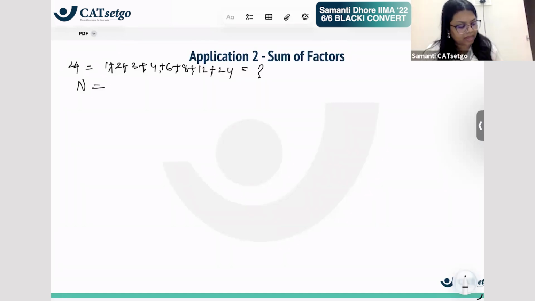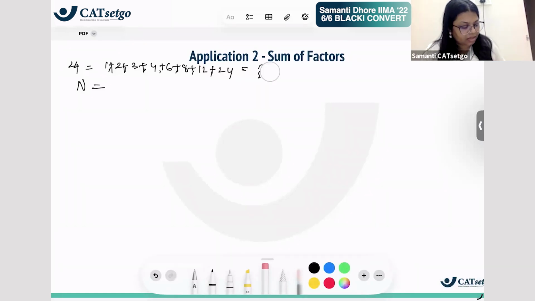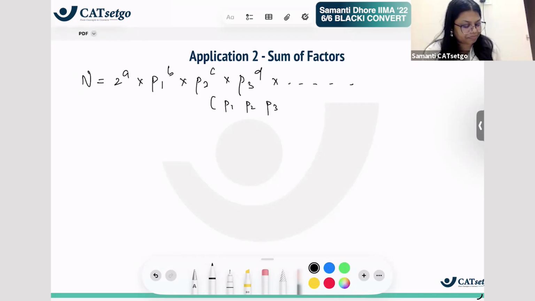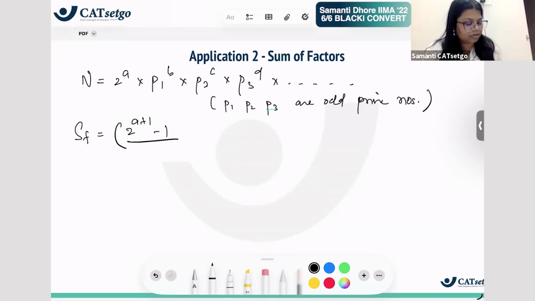Same, your number n is written as 2 raised to a into p1 raised to b, p2 raised to c, p3 raised to d, and so on, where p1, p2, p3 are all odd prime numbers. So at that time, the sum of all factors is given by (2 raised to a plus 1, minus 1) upon (2 minus 1). Okay?